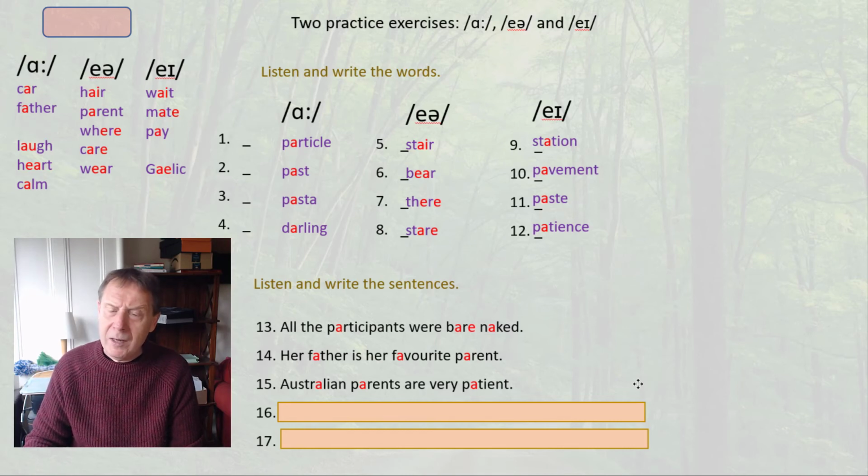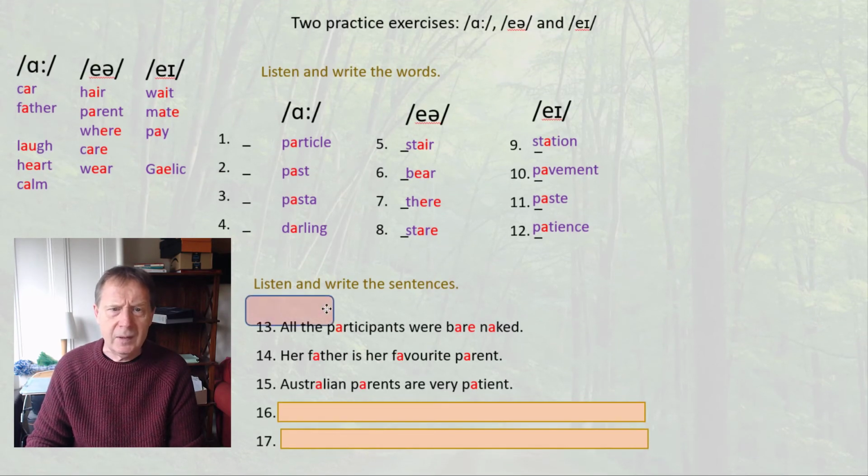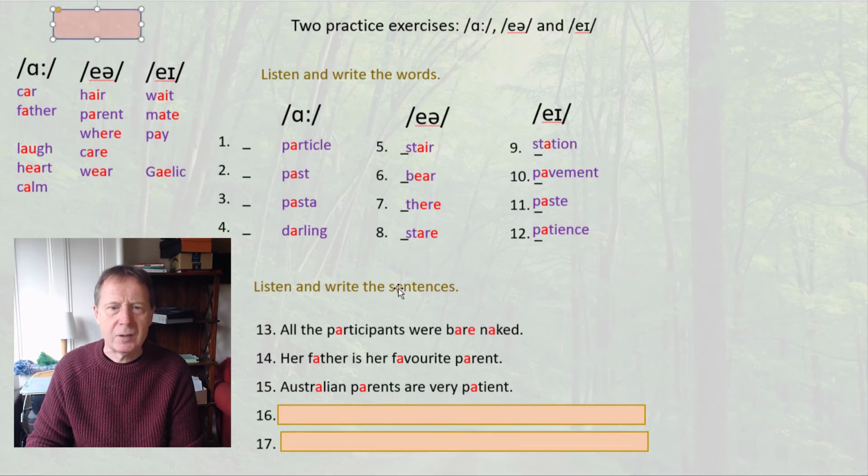Now, many students of English make mistakes with these words because in other languages it's Australia and parent and patient. But remember, in English, it's Australian, parents and patient. Australian parents are very patient.